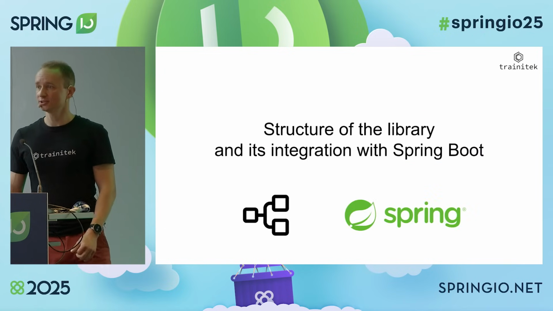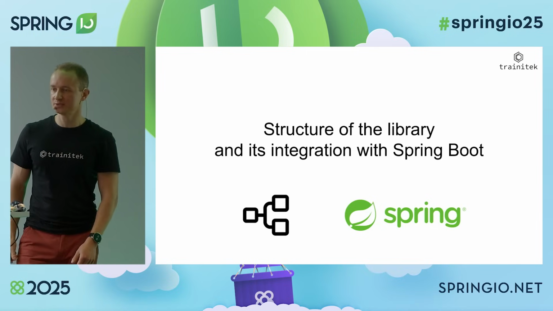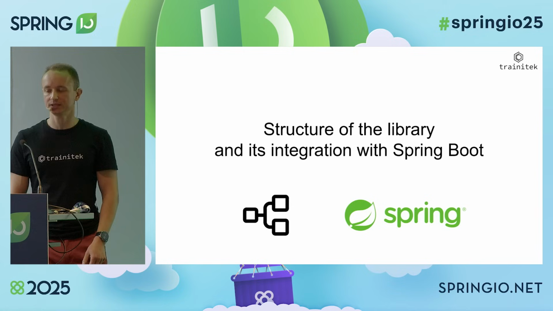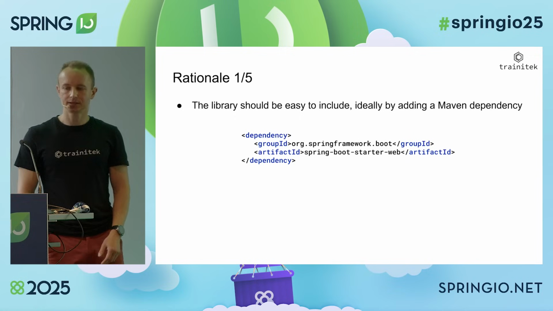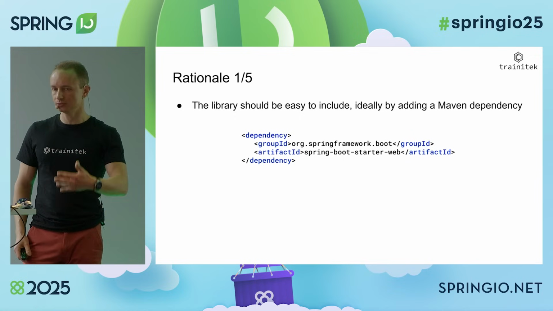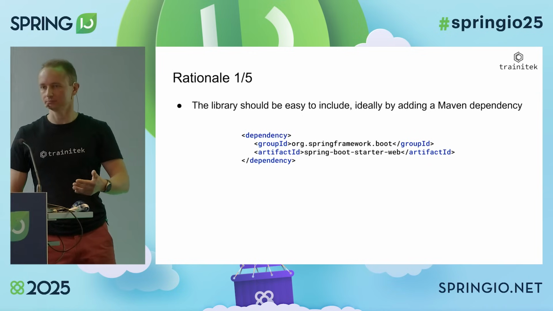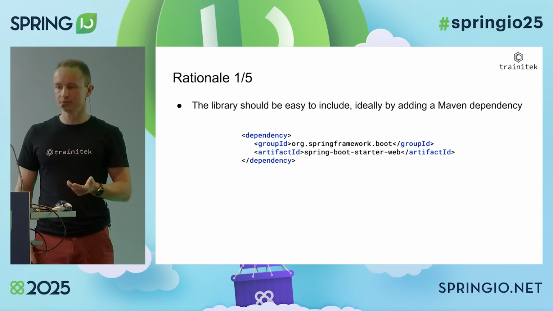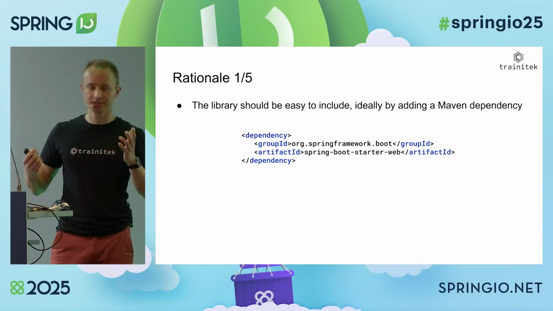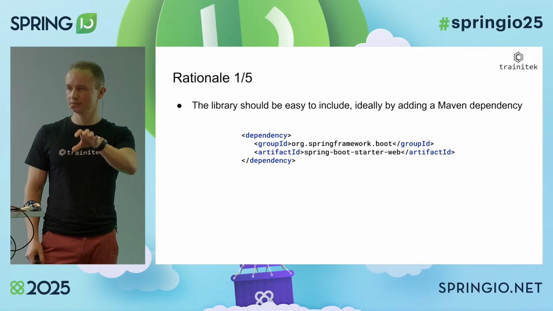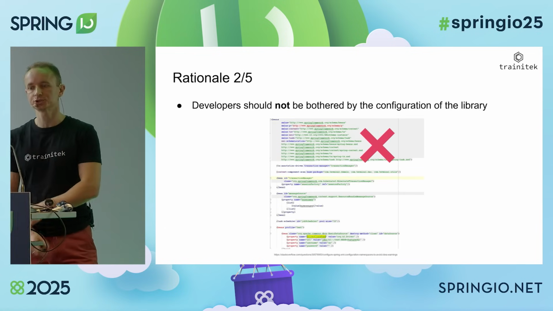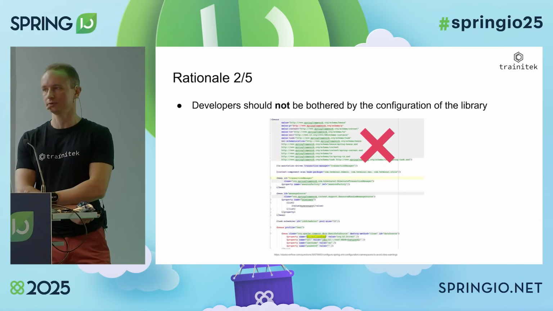So now let's slowly go to the specific example of how we implemented shared libraries in our company, Apotek 1. And I would like to start with some rationale, so you will understand a bit about our decision. First of all, we wanted libraries to be easy to use, ideally by just adding a Maven dependency. So you just add the Maven dependency, and this is all you need. Next one, developers shouldn't be bothered by configuration of the library.